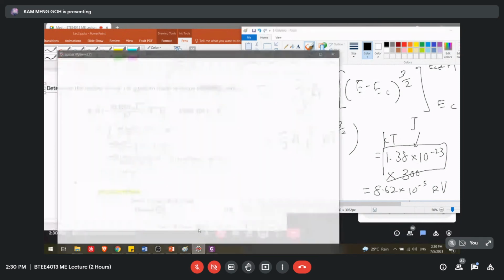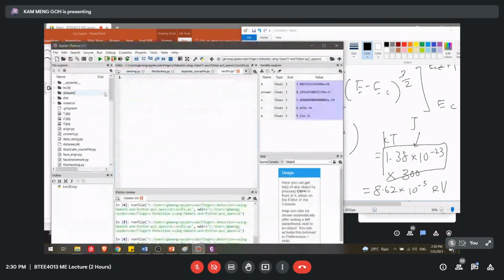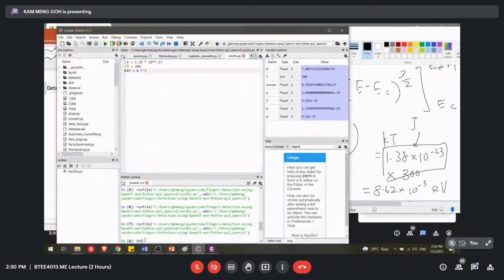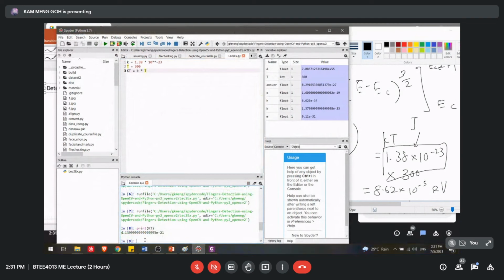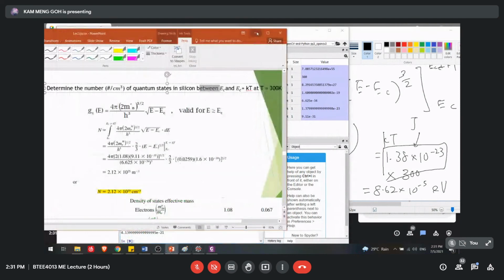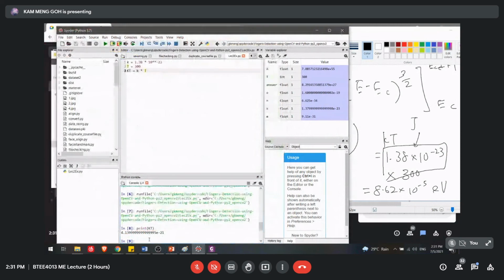I remove this. So imagine K is 1.38 multiplied by 10 to the power of negative 23. Then T equals 300. And let's say KT equals K times T. Okay, you can see that KT is 4.14 times 10 to the power negative 21. Then you see the one inside there, 0.0259 multiplied by e. Oh, sorry.